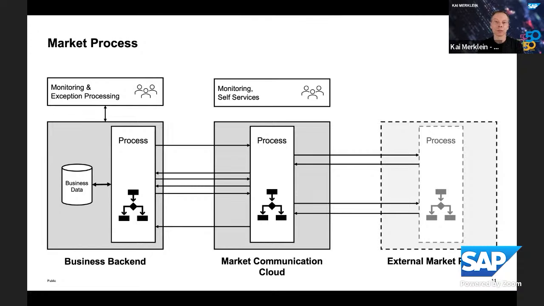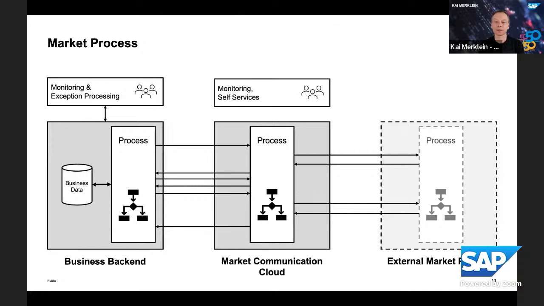And this is also important for understanding which part of BTP solutions we build and which architecture we have chosen. So the important takeaway here is that we have a multitude of messages going back and forth between the business backend system and the Market Communication Cloud system, and also a multitude of messages between the market partner and our cloud solution. And all of these messages comprise just one instance of a process. And I think this is one of the important messages here.